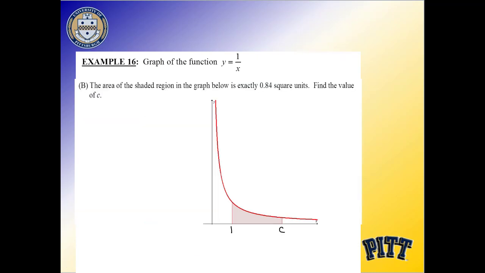In a very similar question, it says, okay, the area of the shaded region in the graph below is exactly 0.84 square units. Find the value of C. So we go from 1 to C down there. 0.84 is the area, so I know that the natural log of C is 0.84, which means that C is going to be e to the 0.84 power, which is about 2.3164.